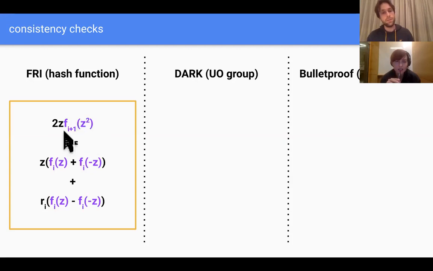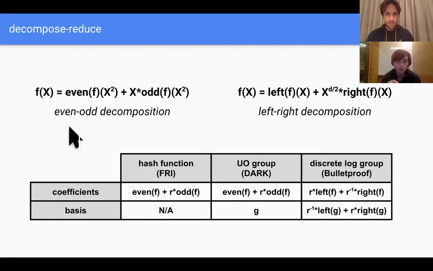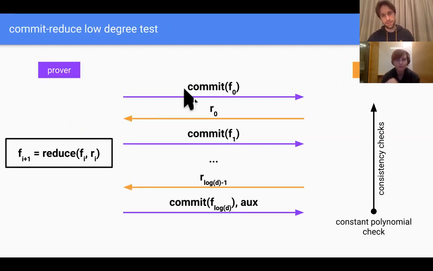And for every opening that you have here, you have a corresponding Merkle path. So if I go back to this picture here, every commitment here is a single Merkle root. So you commit to a Merkle root, and these commitments are going to be commitments to evaluations over a domain.